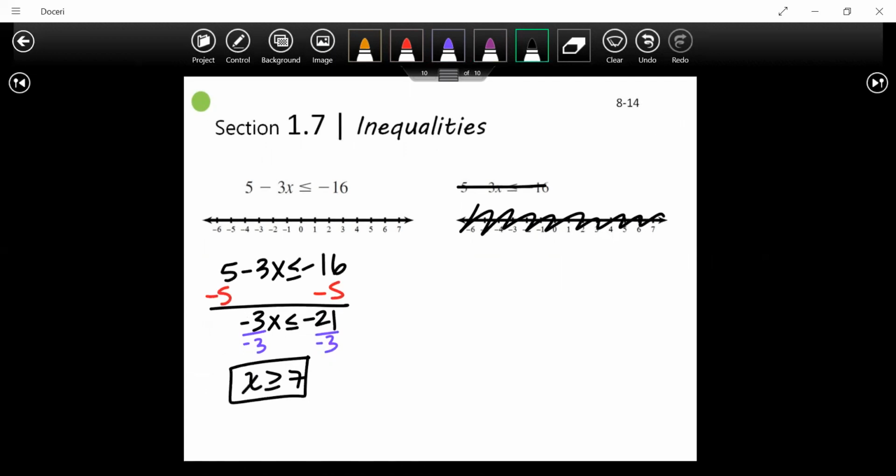Open or closed circle at 7? Closed. Going to the left or right? Right. In this case, because it's not a compound inequality, the direction of the arrow points in the direction that you're going to be putting your sign in. That helps you out.